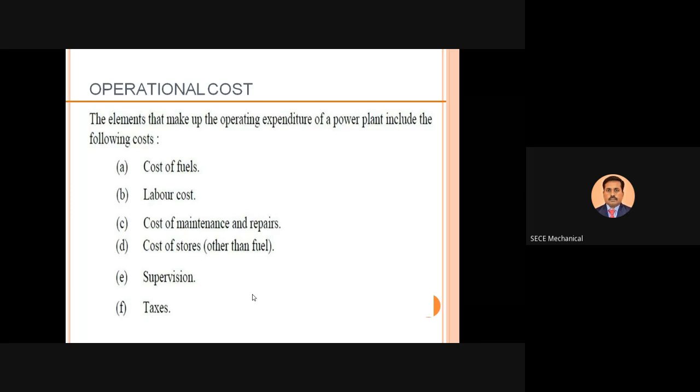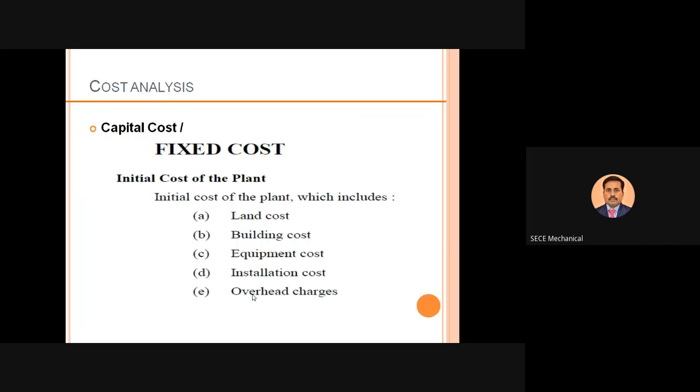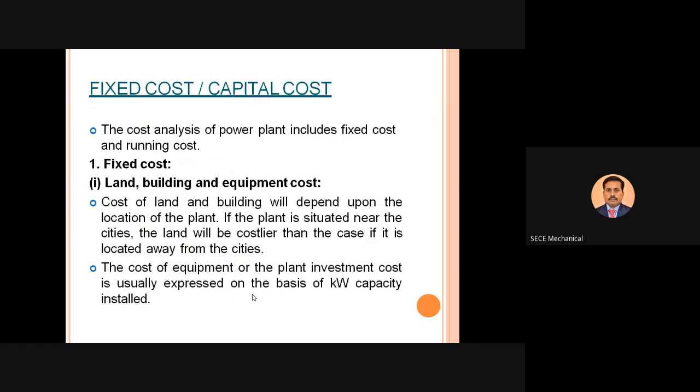So what are the costs of operation? First is the cost of fuel, labor cost, cost of maintenance and repair, cost of stores and supervision, and taxes. These are all operational costs. So the first cost is fixed cost, and the second cost is operation cost.